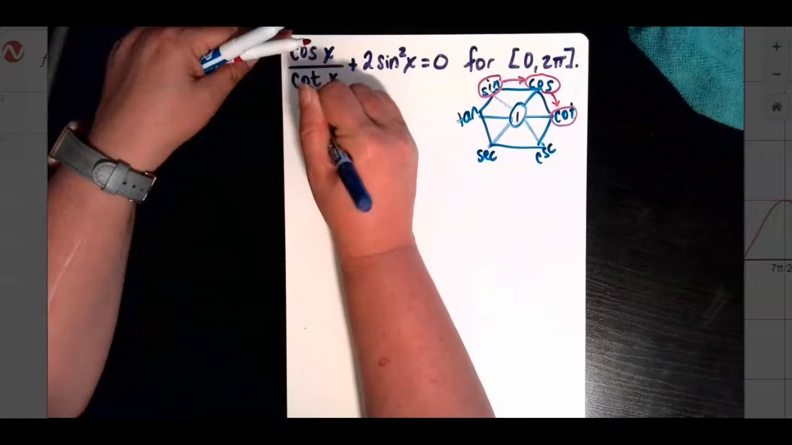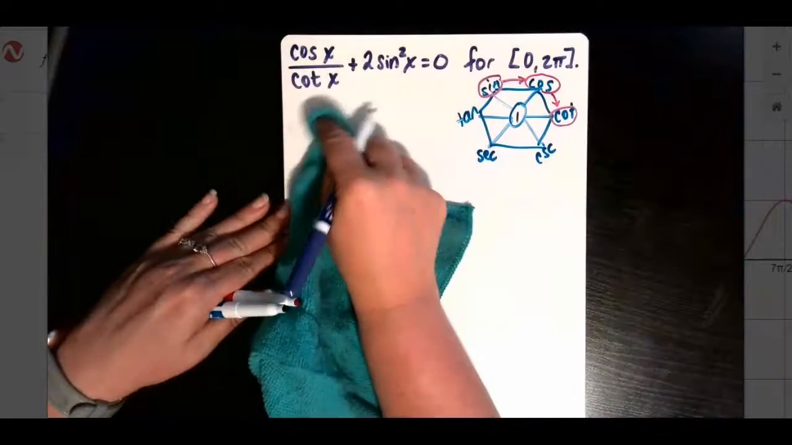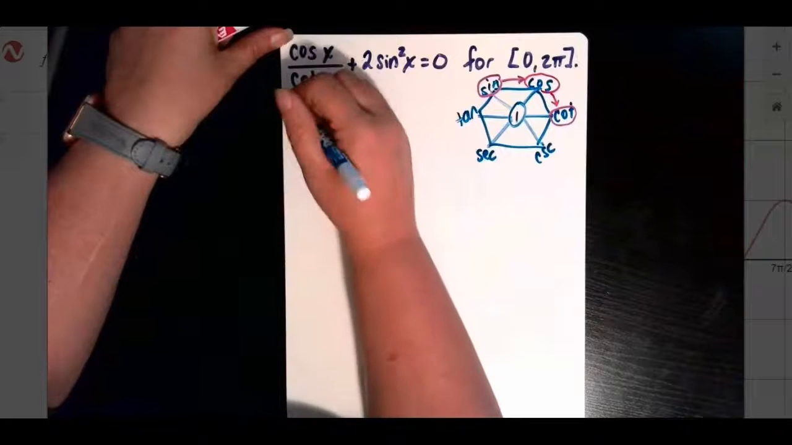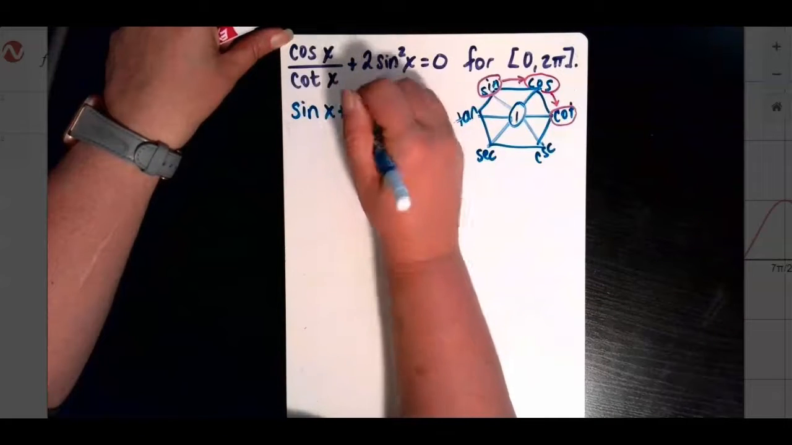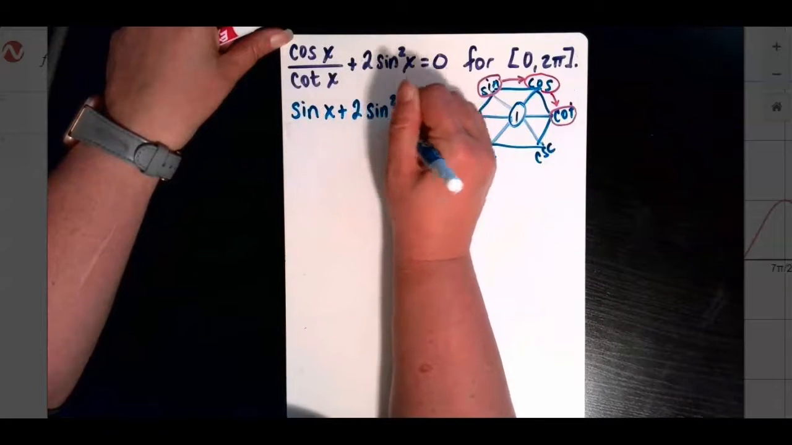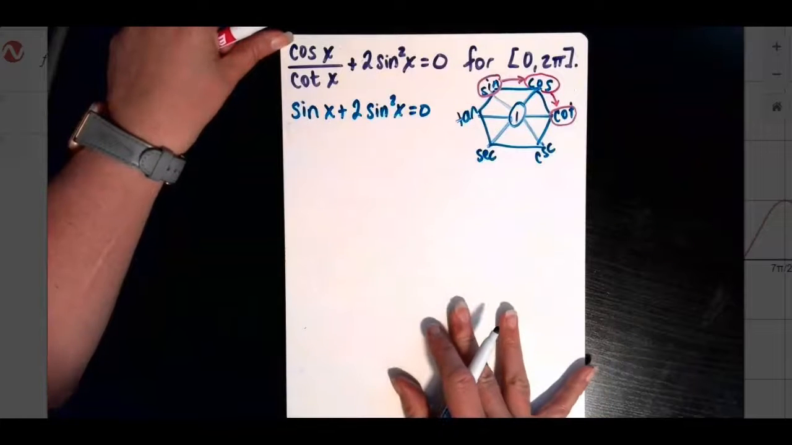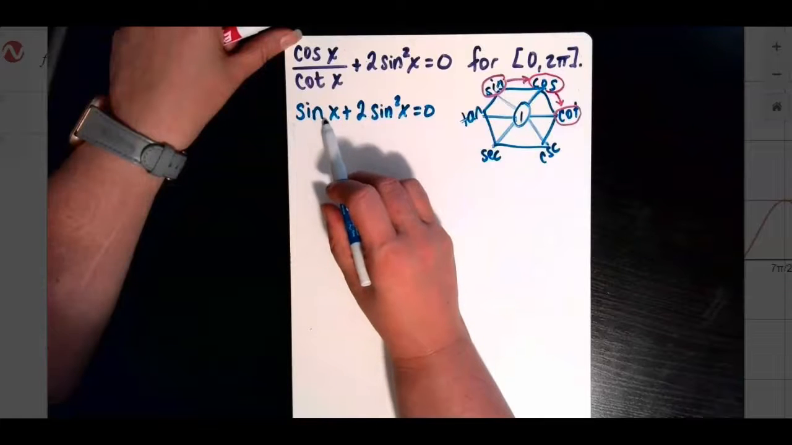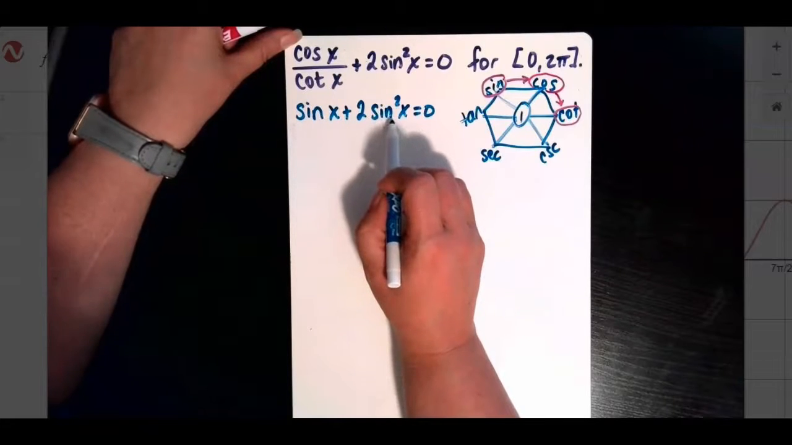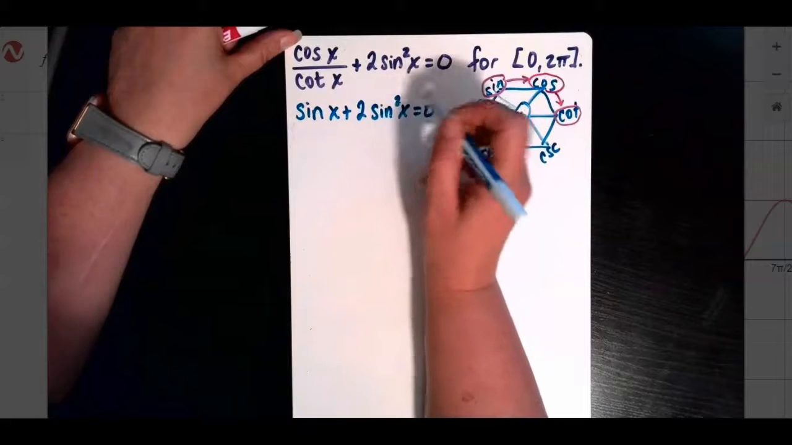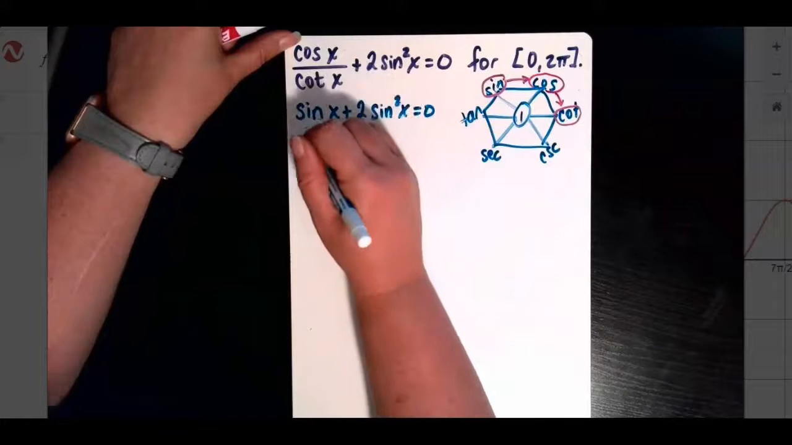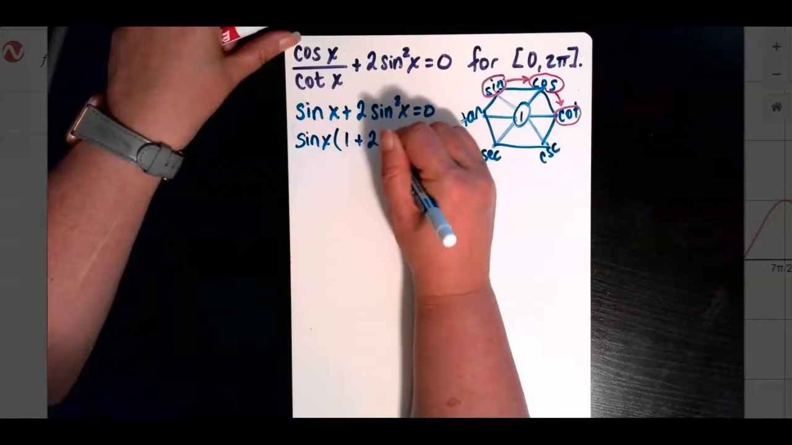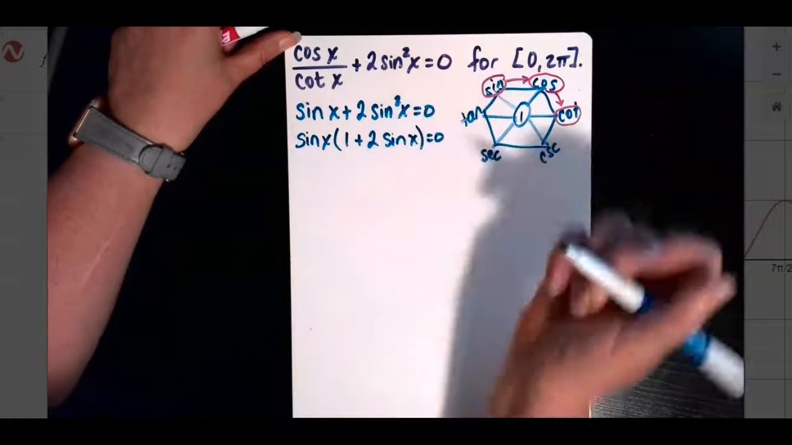I think my marker's about to die here. We'll switch colors. So let's try blue instead. So that will be the sine of x plus 2 sine squared x is equal to 0. Now we can see that there's a sine of x in the first term of this binomial, and there's also sine of x in the second term of the binomial. So we can pull that out to the front, factor it as a GCF. So we'll have sine of x now times the quantity 1 plus 2 sine of x equals 0.